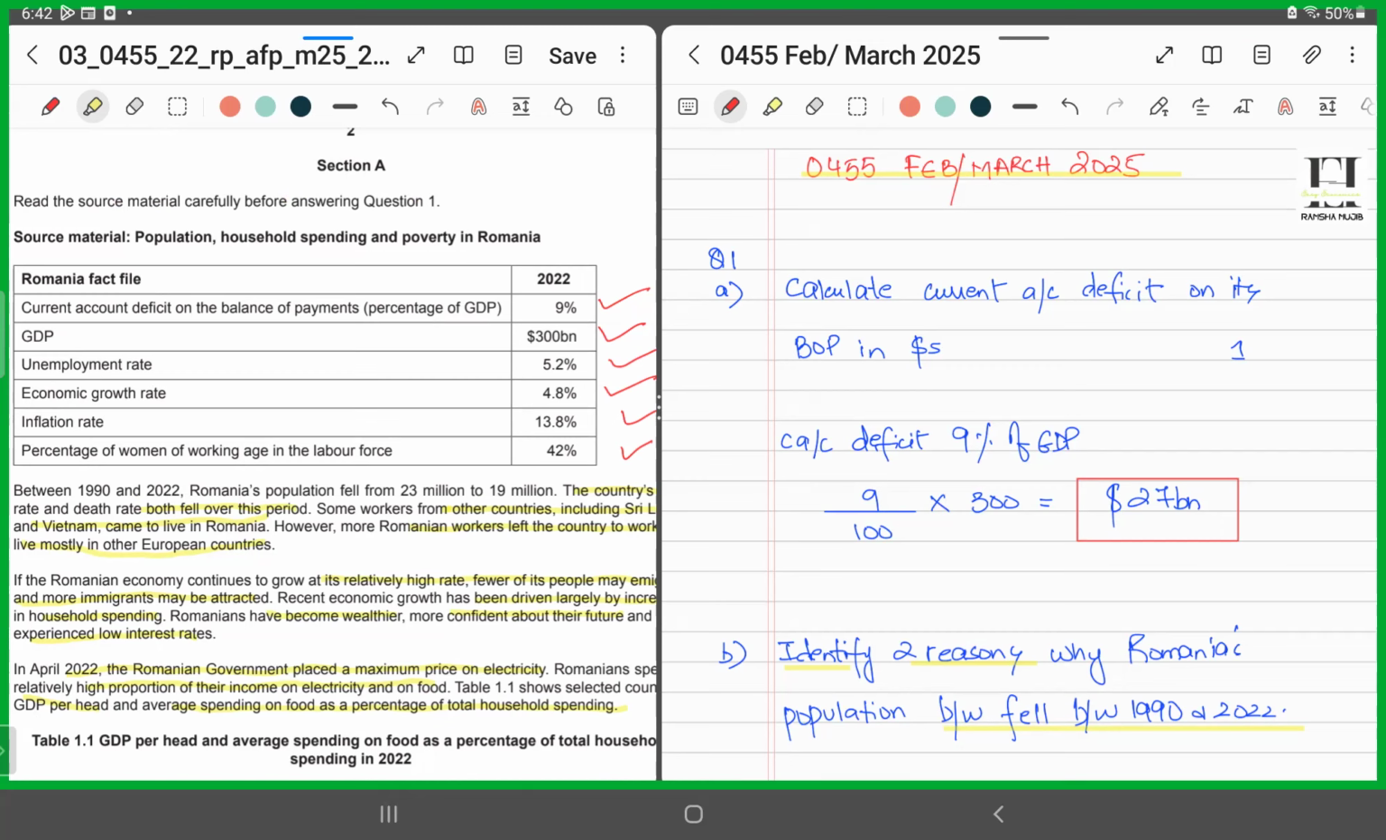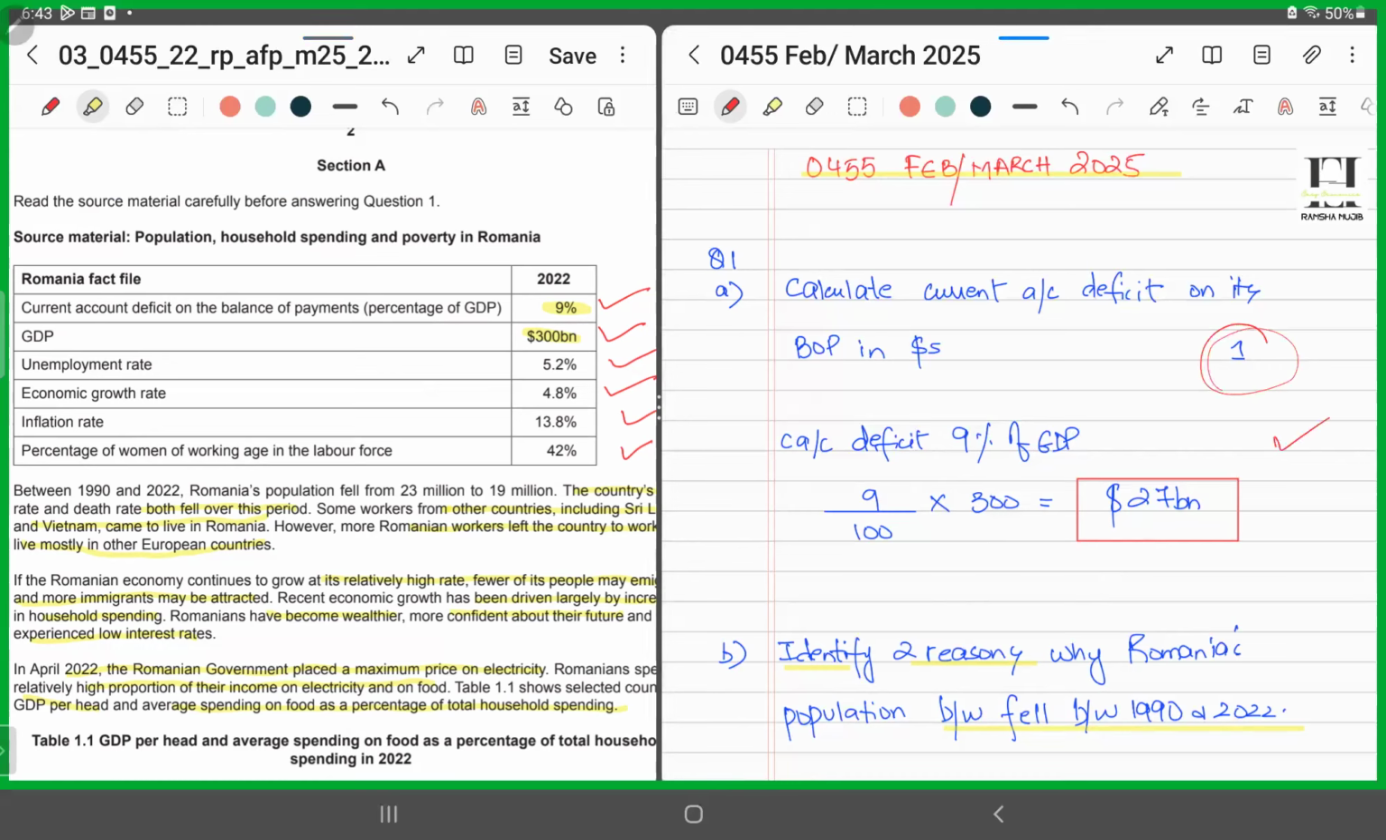And what was the GDP in 2022? $300 billion. So I took these two figures. What I did was 9% of the GDP. 9% of the GDP is what? 9 upon 100 into 300, right? Which would give you $27 billion. So you've shown the working and you've done that. You got 1 mark.